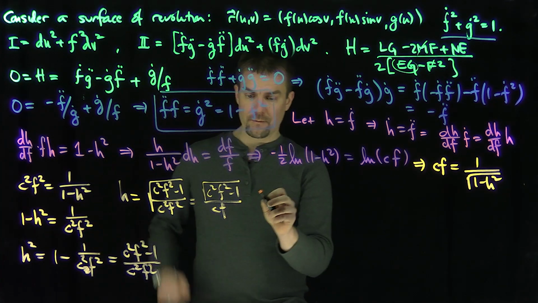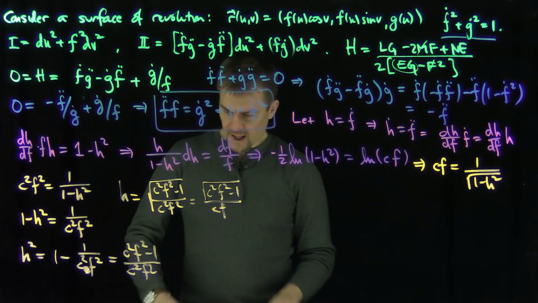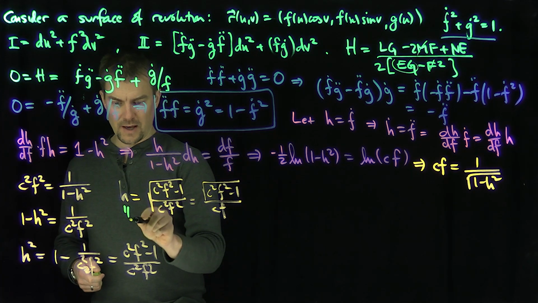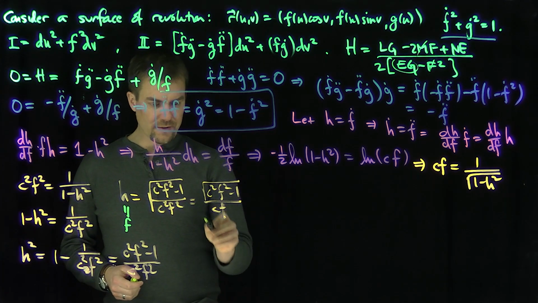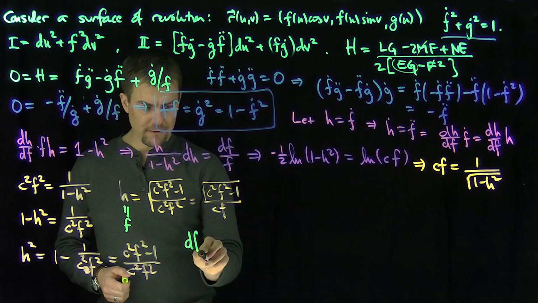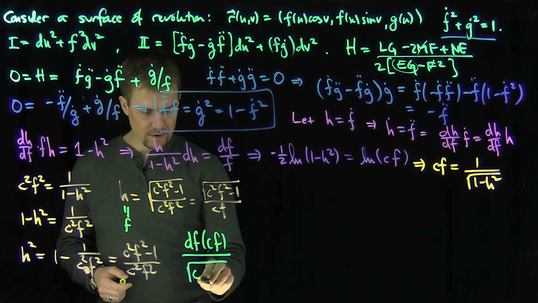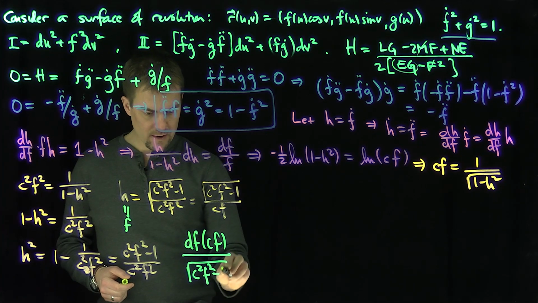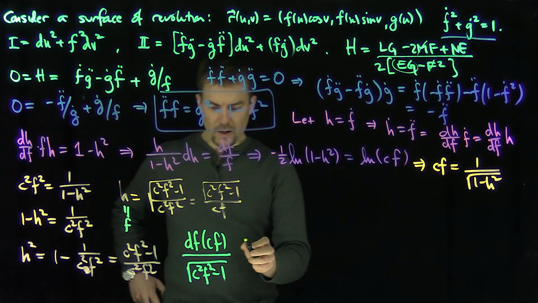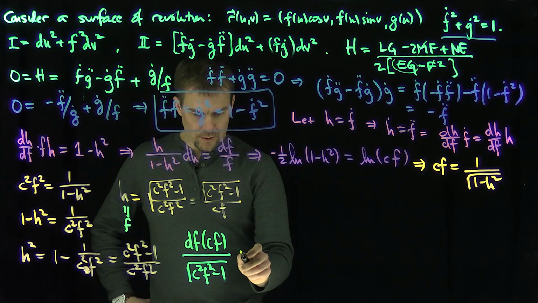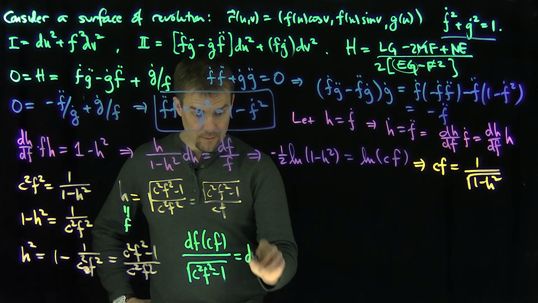So I'm going to multiply by the reciprocal. And if I do that, of course this is df dt, this is really f dot. So I can put all the f's on the other side. So that says that df times cf over the square root of c squared f squared minus 1 is equal to just dt, right?